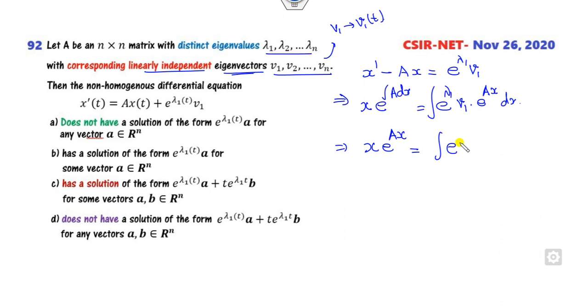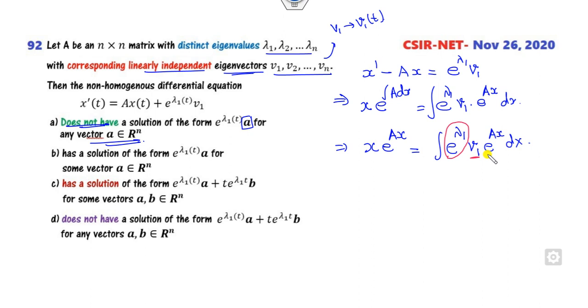Now we can check the option which does not have a solution of this nature, e raised to power ax, where a is any vector belonging to the real line. e raised to power minus 1 lambda, that's 2. Fine. v1, remember that v1 is there. How can you check whether this option is correct or wrong? How can you say a is my any vector?